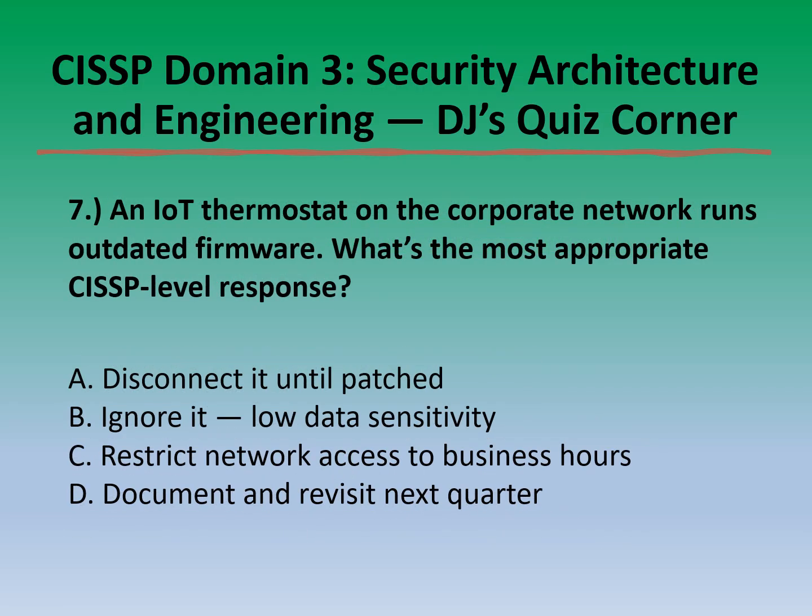Question 7. An IoT thermostat on a corporate network runs outdated firmware. What's the most appropriate CISSP level response? A. Disconnect it until patched. B. Ignore it. Low data sensitivity. C. Restrict network access to business hours. D. Document and revisit next quarter.